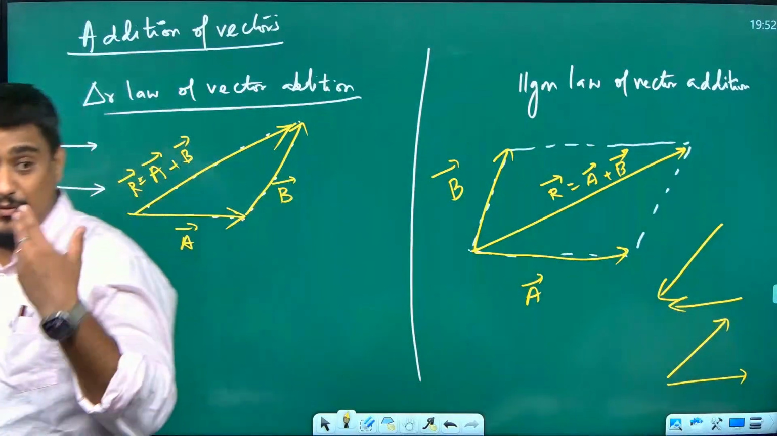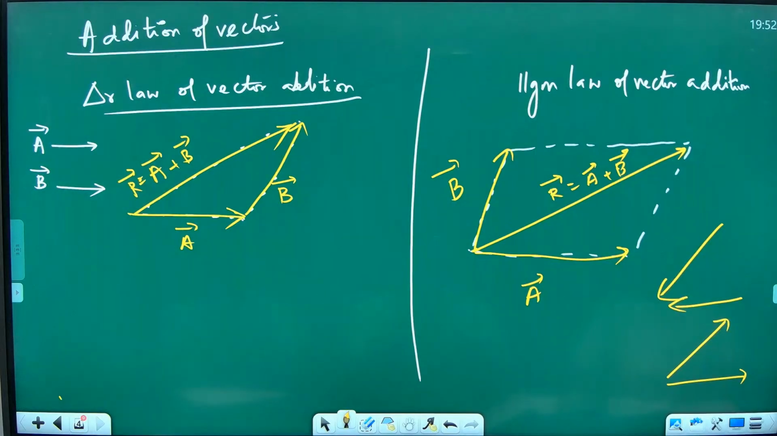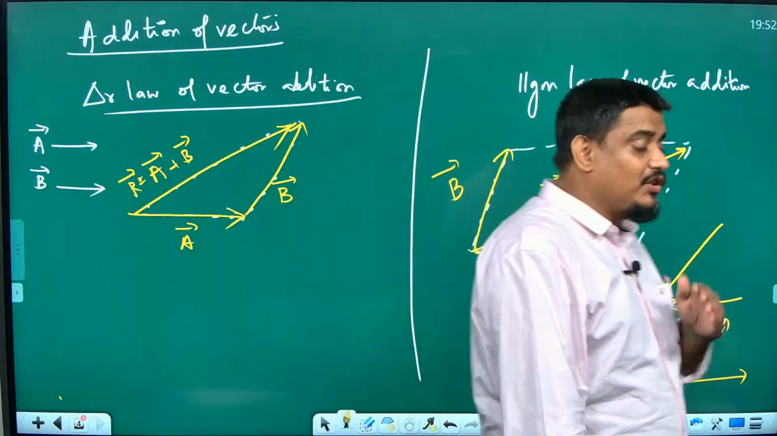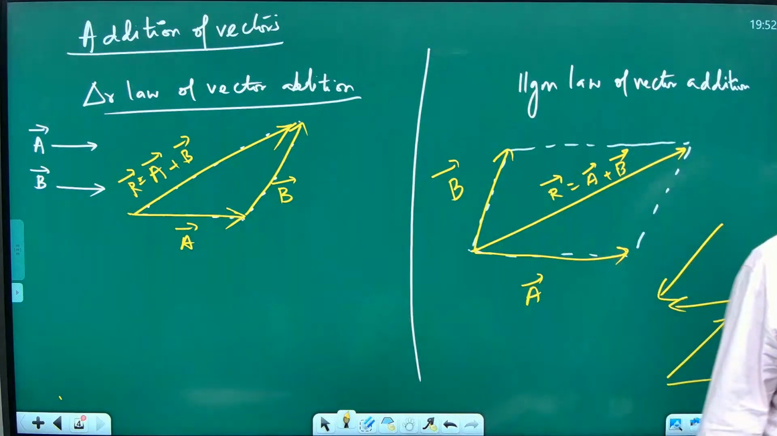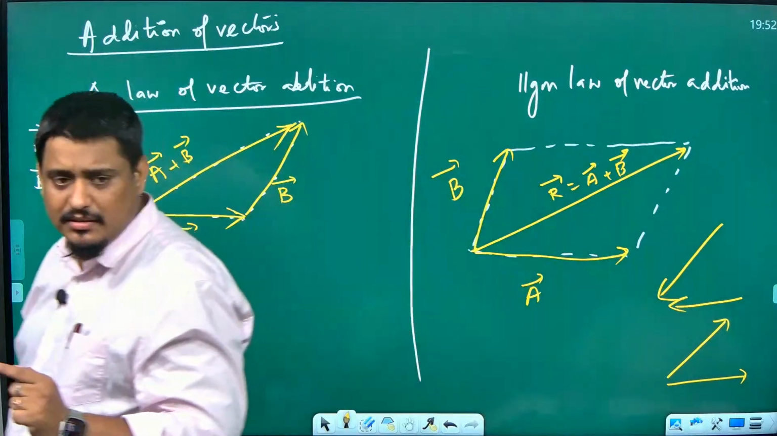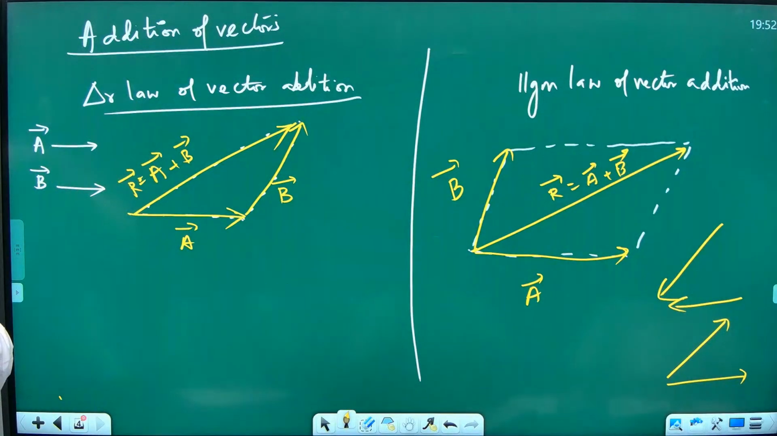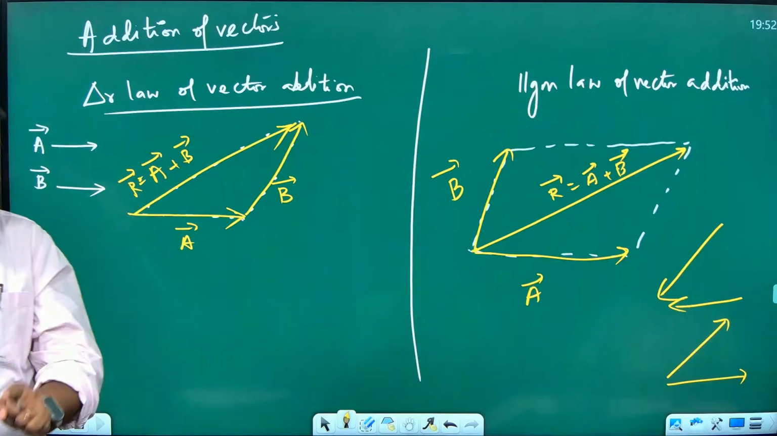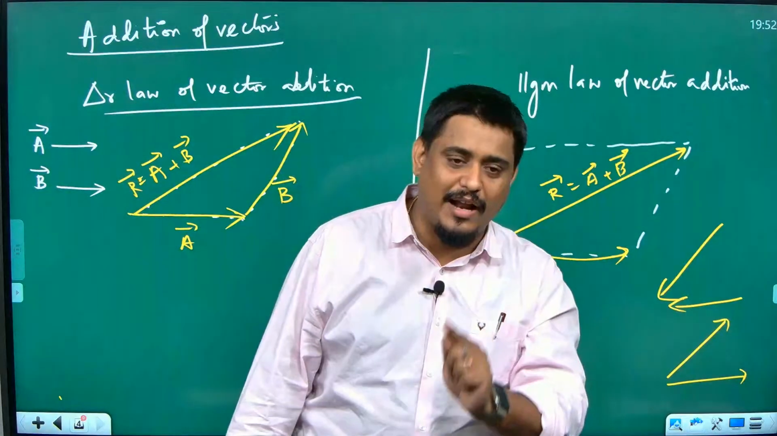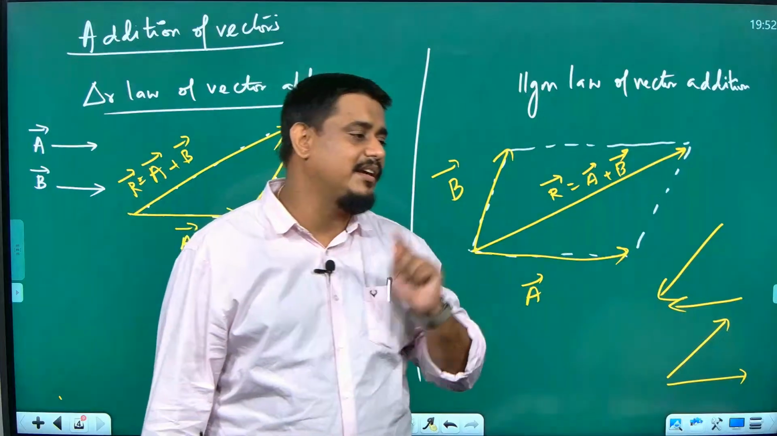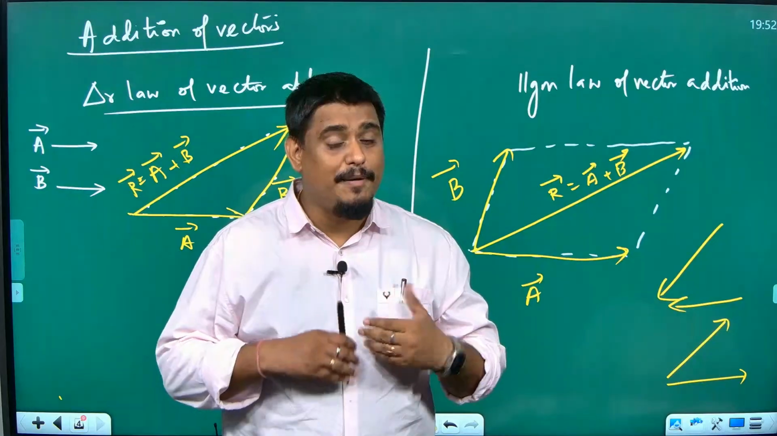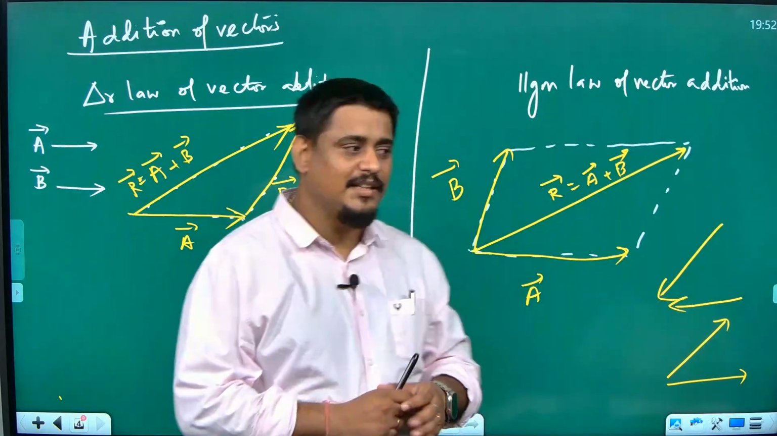I will say in words, the two vectors that have to be added, if they are placed on two adjacent sides of a parallelogram in such a way that they start or terminate at the same point, then the closing side, the diagonal of the parallelogram, gives the resultant of A vector plus B vector. If you see deeply, you will realize that they both are the same.